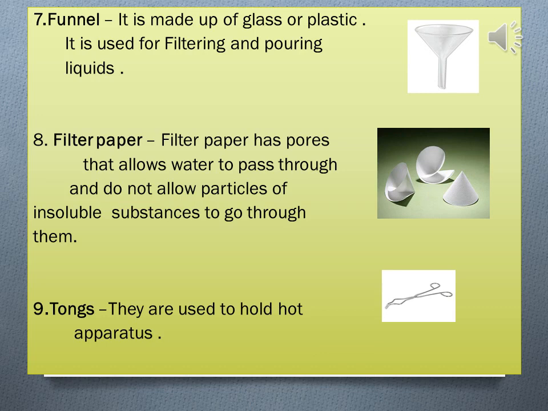Ninth apparatus is tong. Tongs, they are made up of steel or iron. They are used to hold hot apparatus. Now, why tongs are used to hold the hot apparatus while performing the experiment? Because they are heat resistant. Instead of holding the beaker or test tube with hand, tongs are used in chemistry laboratory.